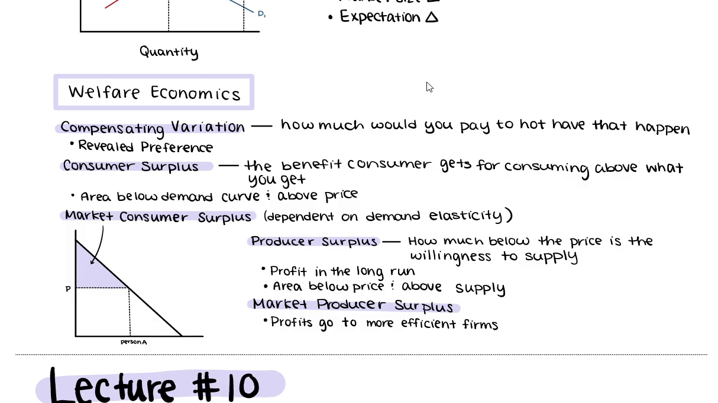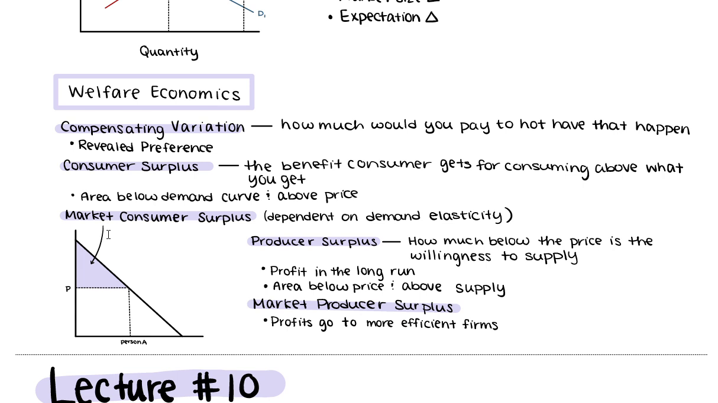Consumer surplus is the benefit that consumers get from consuming above what they pay. It's the area below the demand curve and above the price line. Actually, at this point, this person's willingness to pay is very high, but in the market, the equilibrium price is very low.